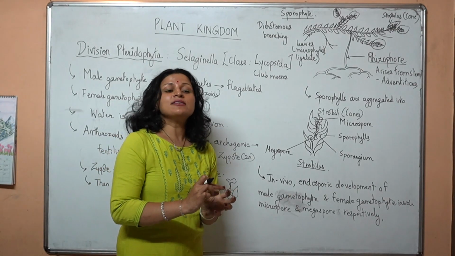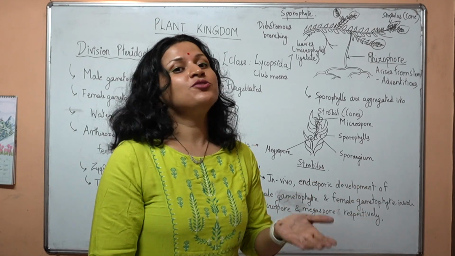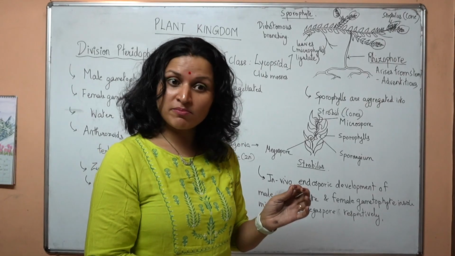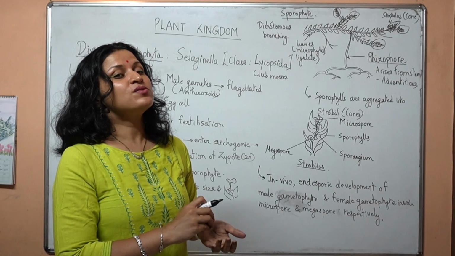Isn't this habit similar to seed habit? In angiosperms also the same thing is happening. Tree is the sporophyte. The sporophyte produces spores, megaspores and microspores. It produces two types of spores and the megaspore inside the flower produces the female gamete.